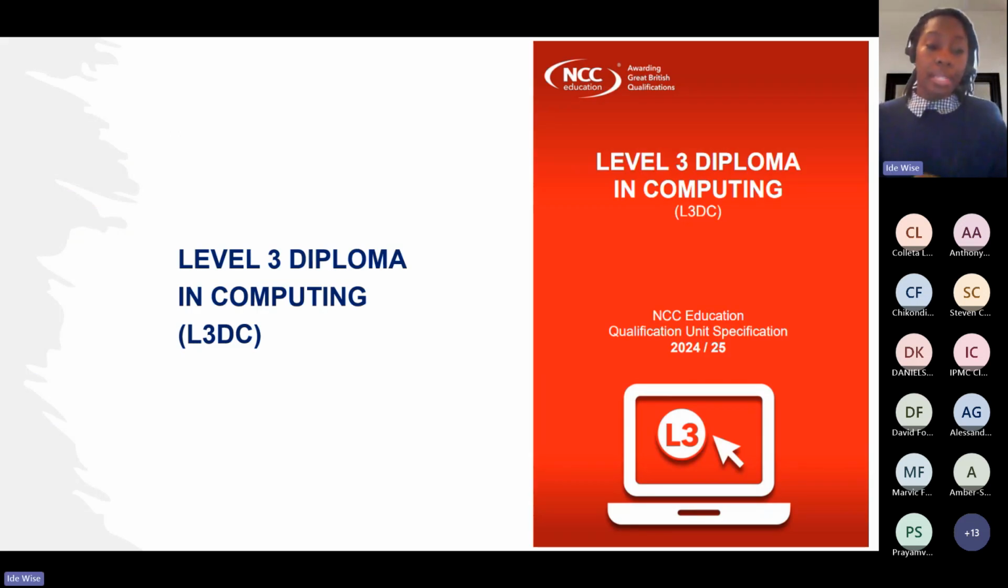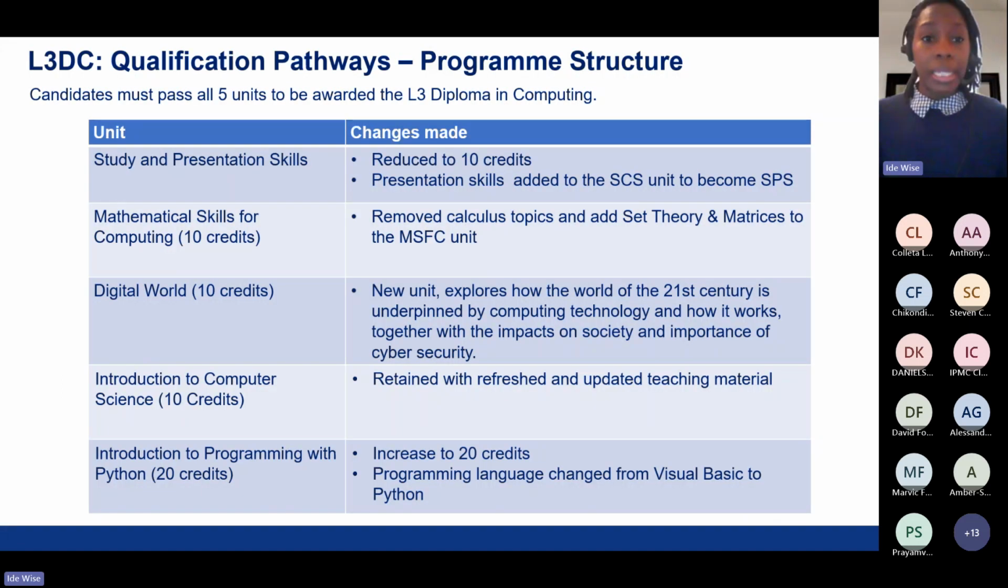So we'll look now at the level 3 diploma in computing. This program has had a complete overhaul. We've got 5 new units basically. The study and presentation skills unit used to be studying communication skills. We've added presentation skills, so it's now study and presentation skills. We've also reduced the credits, so reduced the teaching time as well. It's now 10 credits, whereas the previous version was more.